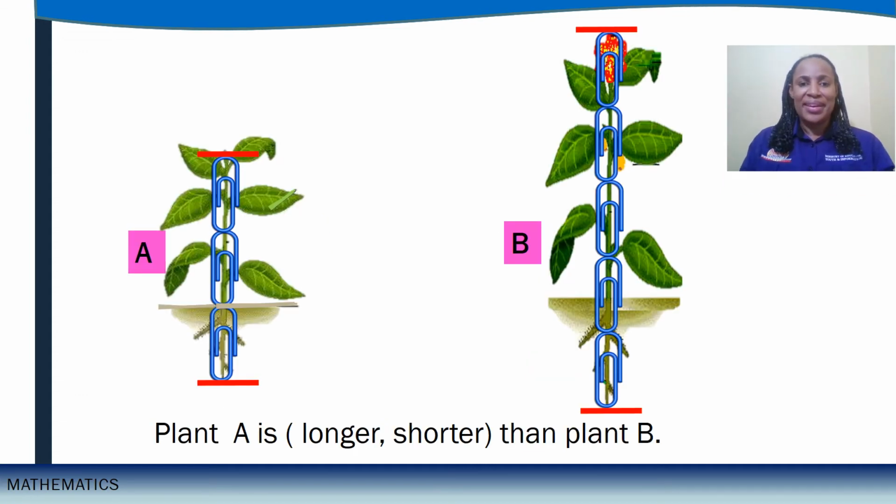Boys and girls, for your next activity, I want you to compare plant A with plant B. I want you to look at this sentence and choose the correct word from the brackets to make the sentence true. Wow! Let me hear your sentence. Beautiful boys and girls, if your sentence says plant A is shorter than plant B, that is correct. You are also good at comparing.